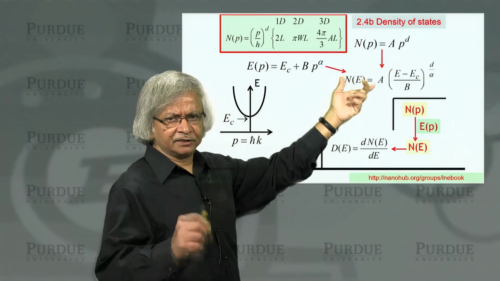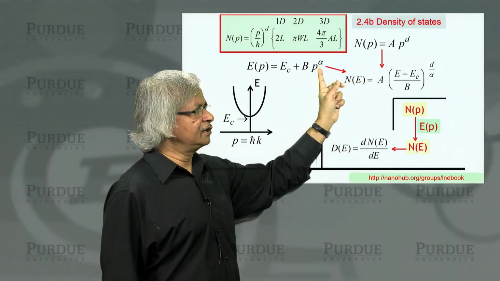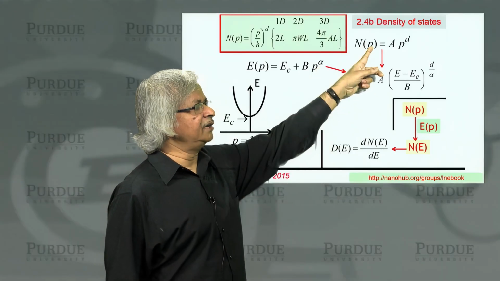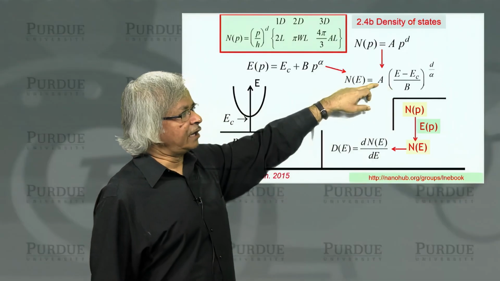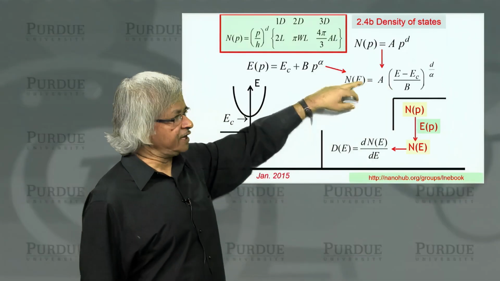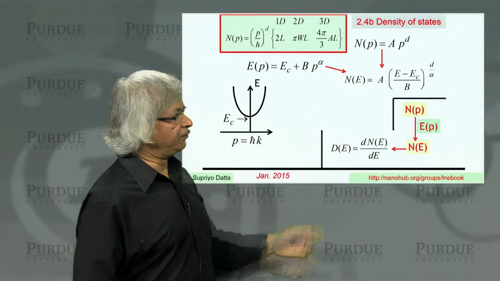So this is a bit of algebra. I think you can try this out. From this and this, you can eliminate P to obtain this expression. Well, and now we are done. We want the density of states, so you just take the derivative of that.